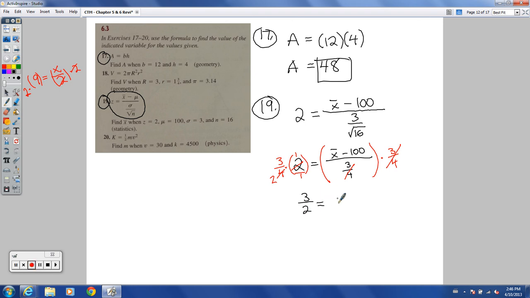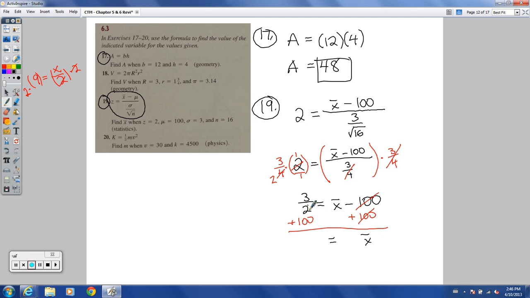And so you got x bar here. This cancels with that, but you still have x bar minus 100. You add 100 to both sides. We're taking 100 plus 3/2. And so that means x bar would equal 100 plus 3/2. If you want to change this to a decimal, it looks like that's what they've done in the back of the book.